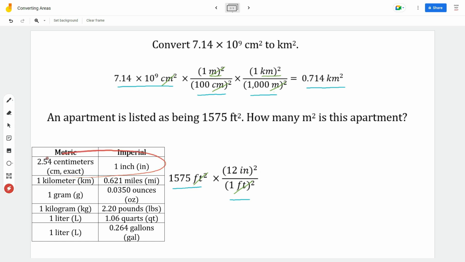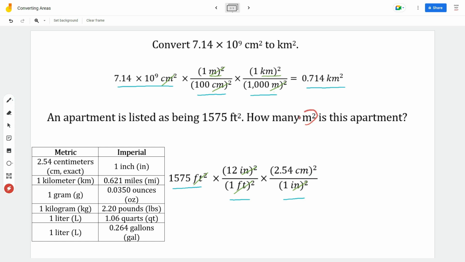Next, I am going to use this conversion factor right here to convert inches into centimeters. Here's my conversion factor. In 1 inch, there are 2.54 centimeters. Now let's deal with the squared. So I'm going to square my denominator, square my numerator. Again, this number, this 2.54, also gets squared. Now my inches squared cancel, and I am left with centimeters squared.